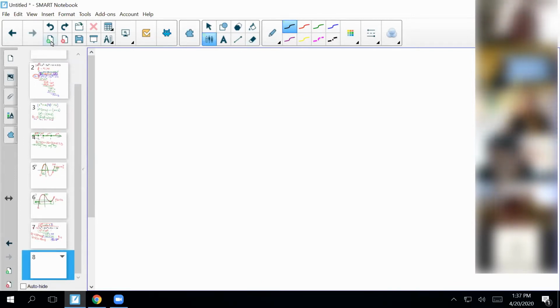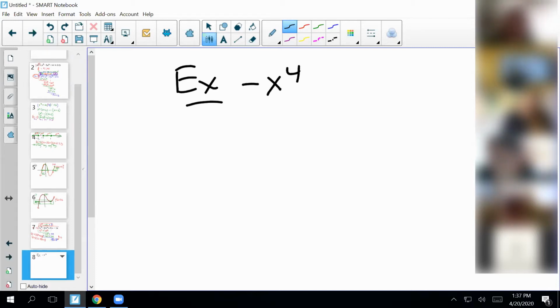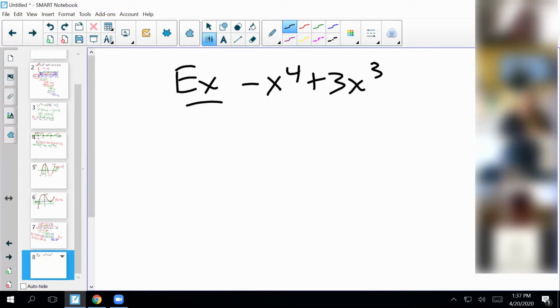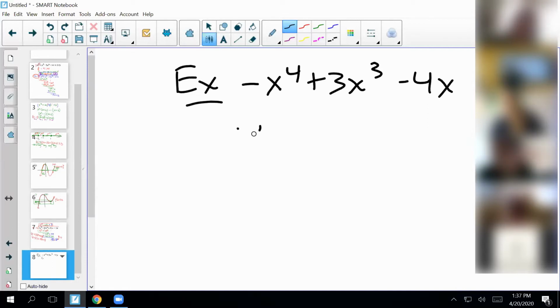So let's do this example. Negative x to the fourth plus 3x cubed minus 4x. And what I'm trying to do is I want to graph this. Well, let me say sketch a graph, since it's not going to be like a perfect graph.